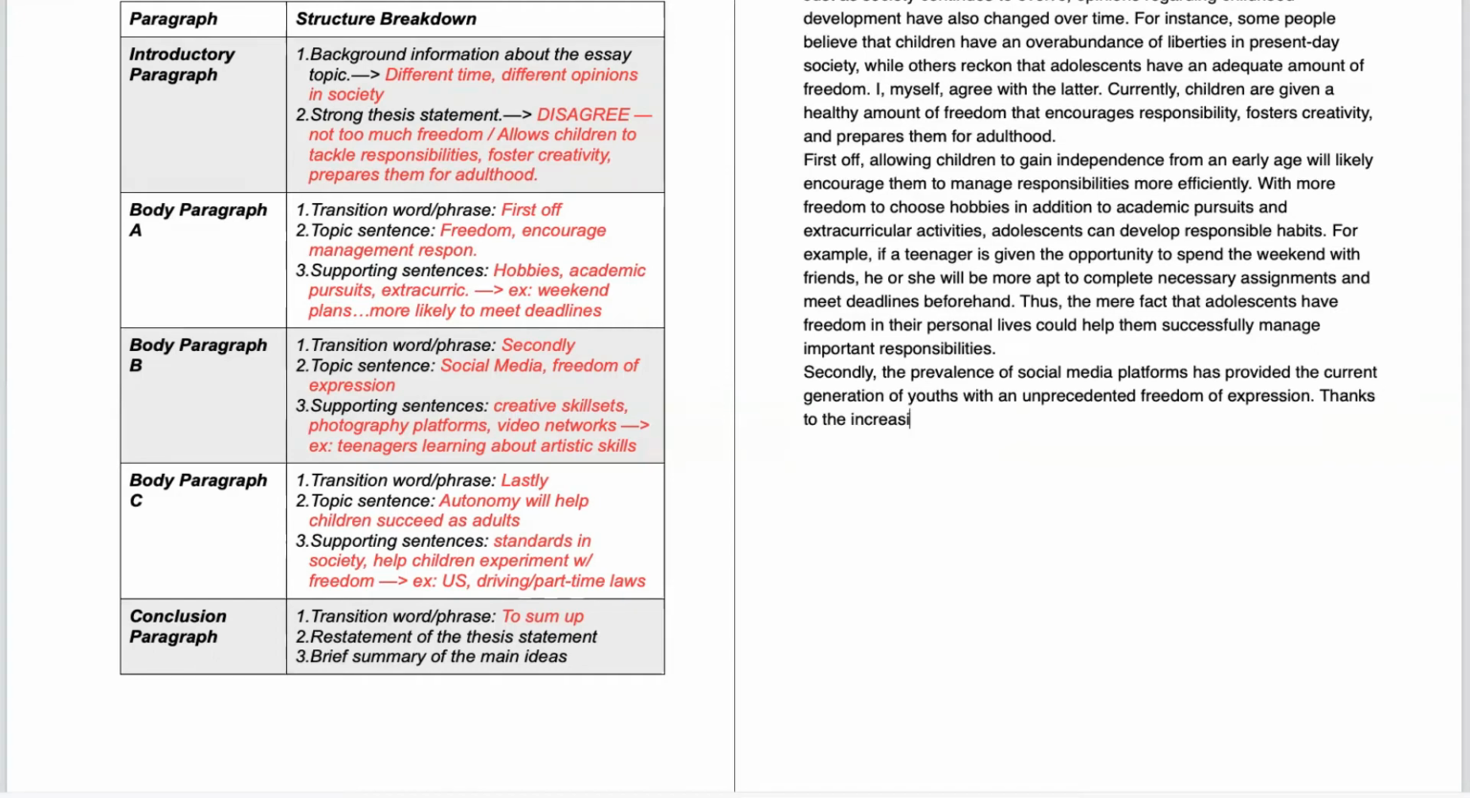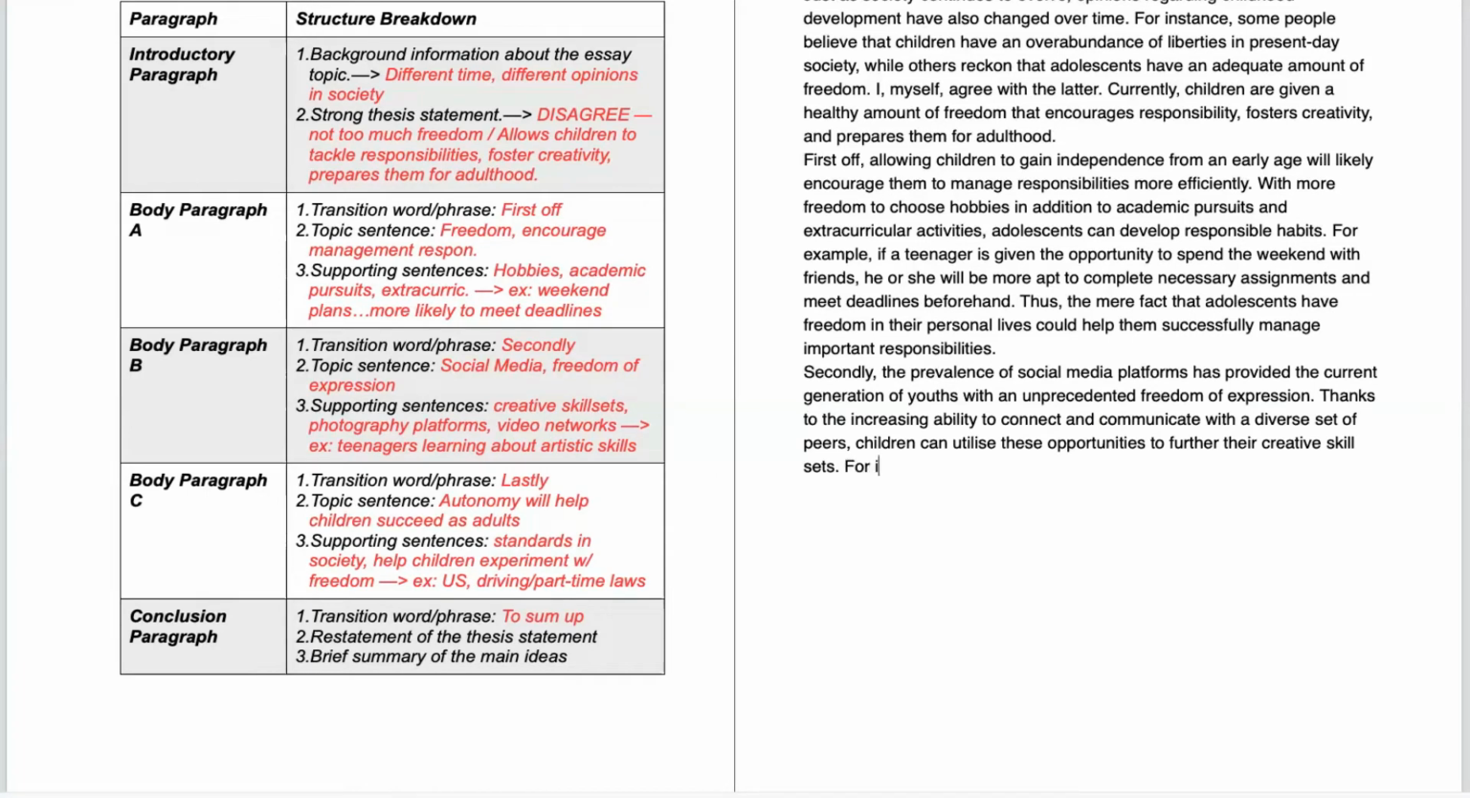Thanks to the increasing ability to connect and communicate with a diverse set of peers, children can utilize these opportunities to further their creative skill sets. And that is exactly what I've talked about here for my social media, freedom of expression. Now I'm going to look at my example.